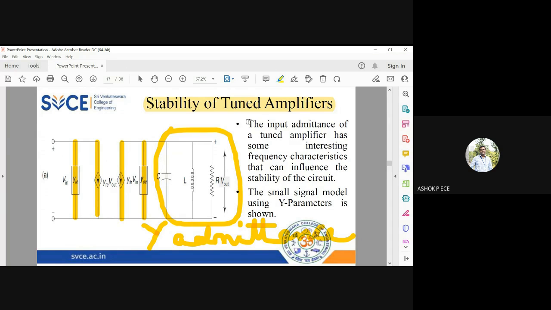The input admittance of a tuned amplifier has some interesting frequency characteristics which may influence the stability. So after analyzing all the different models, they found that the YIE value of the circuit will determine whether the tuned amplifier is going to be stable or not. Okay, so they have come to a conclusion on this statement after analyzing all the different models, the Z parameter model, Y parameter model, and H parameter model. They found that the admittance of the circuit will determine the stability.